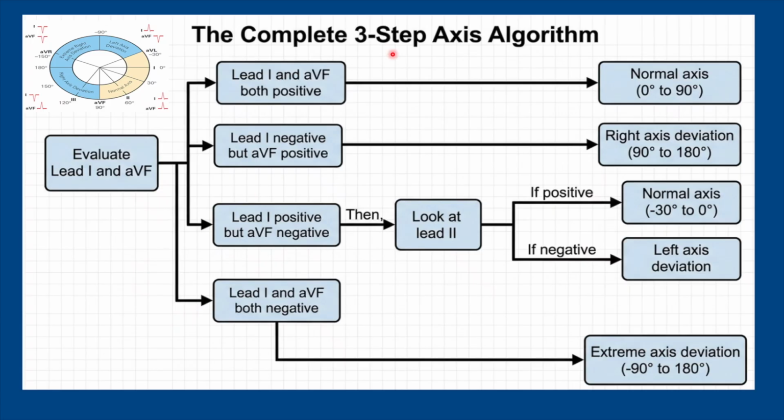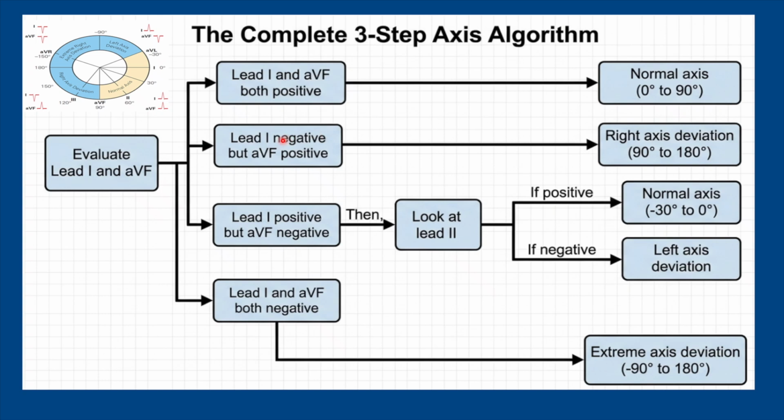We can call it a three-step axis algorithm. So evaluate lead 1 and AVF. If lead 1 and AVF both are positive, in this case, the axis is normal, between 0 and 90 degrees. And if lead 1 and AVF, both of them are negative, this gives extreme axis deviation between minus 90 and 180.